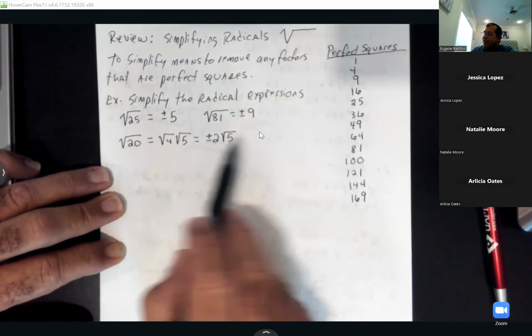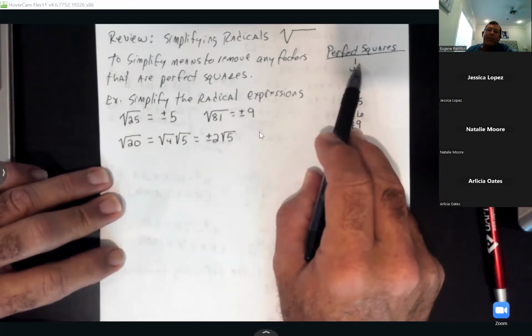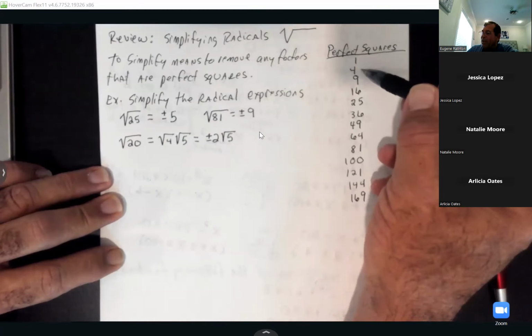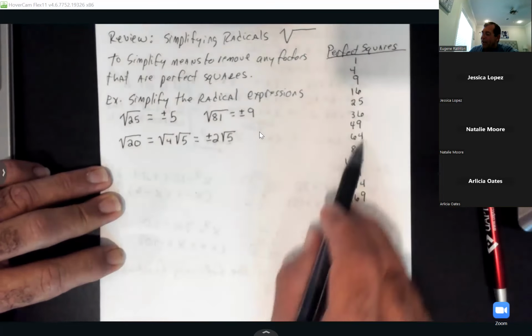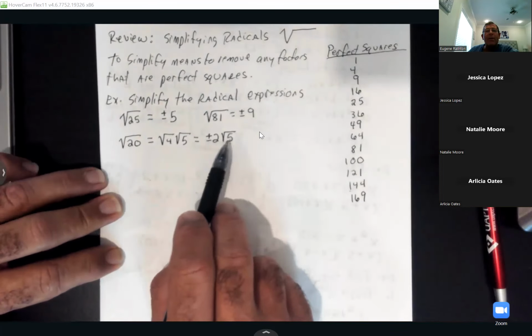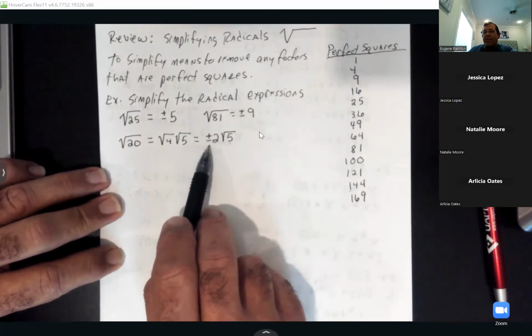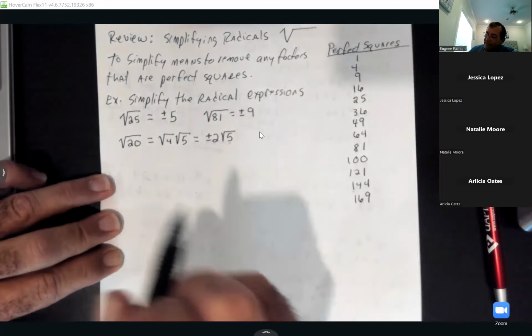Now notice the 5. Now 1 doesn't help us do anything, because when you take the square root of 1, you still got the number there. So don't worry about 1. We're worried about numbers like 4, 9, 16, and so on. Well, 5 does not have any of these numbers as a factor. So I know that the 5 is now simplified, so that my final answer is going to be a plus or minus 2 square root of 5.